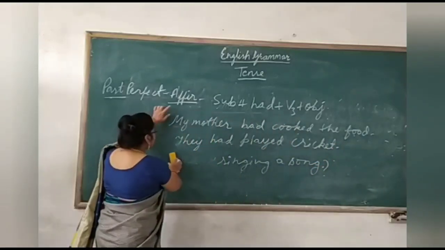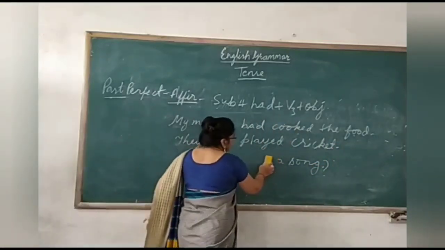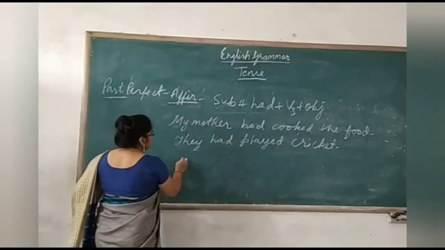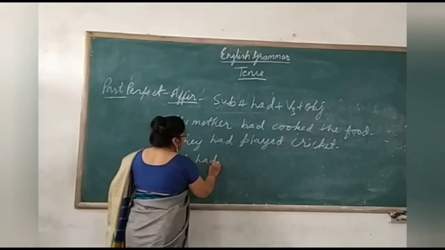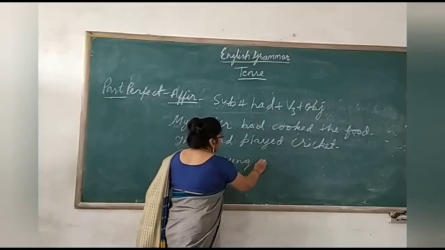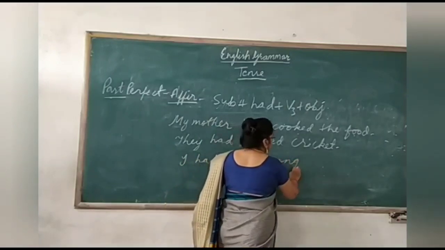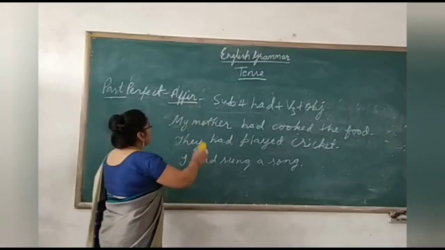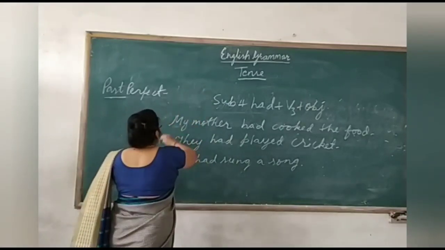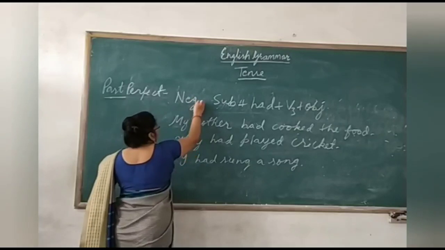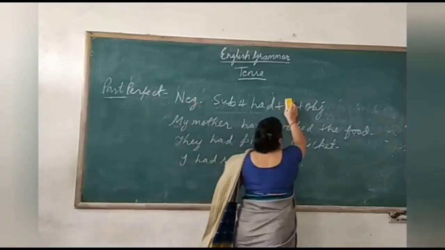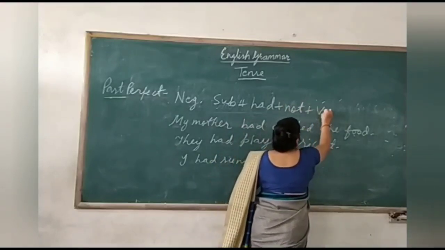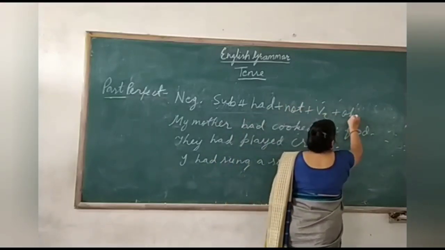Here also, the structure you have to follow. The structure you have to learn properly. Here see, I had sung a song. And if we want to convert it into negative, then not will be added. And where will you add not here? After had. After had, the only one word, that is not, will be added.